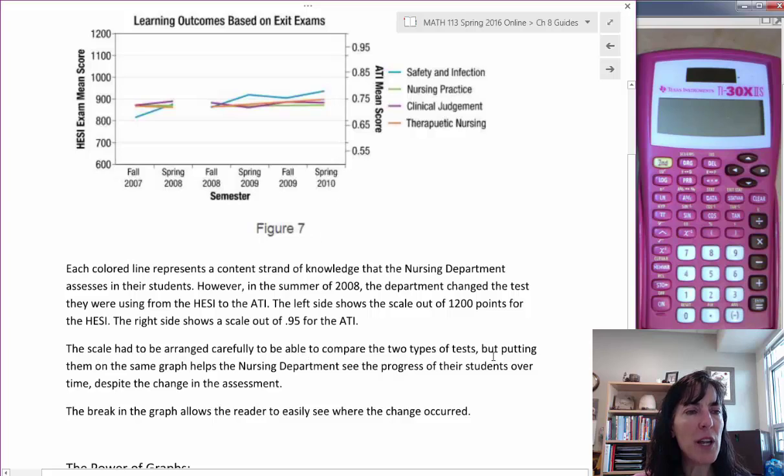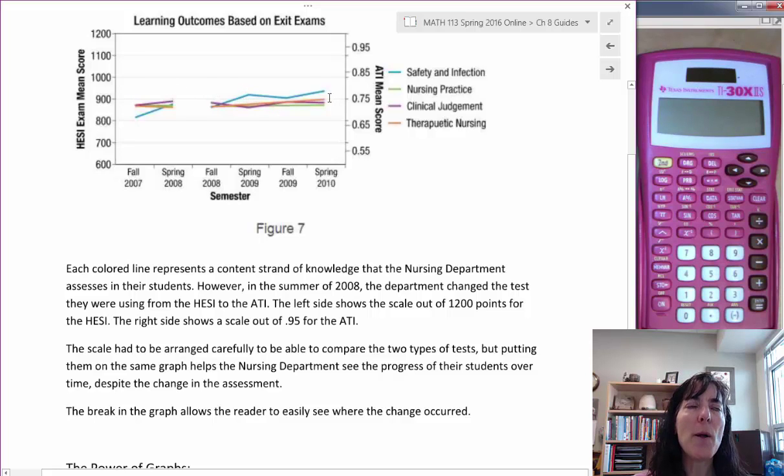So they had to arrange it carefully to be able to compare the two types of tests, but by putting them on the same graph, the nursing department is able to see the progress of their students over time, even though they changed their assessment. And then having a big break right here helps you visually see where they switched from one test to the other. So yeah, that's kind of a lot of data on one graph, but I think it would help if you were in that department to help see how your students are doing.